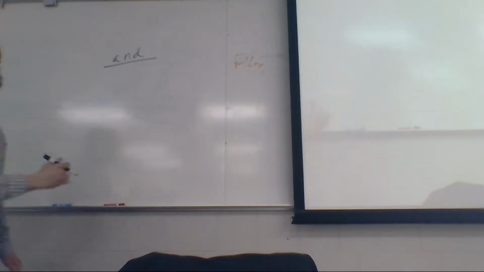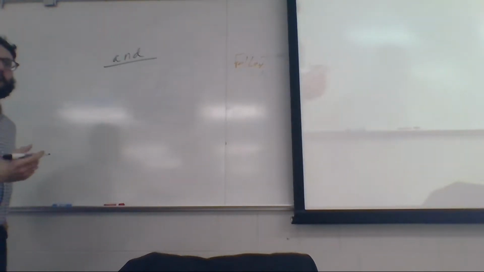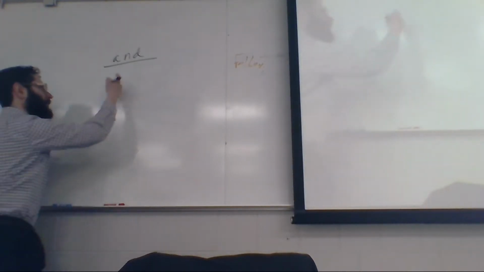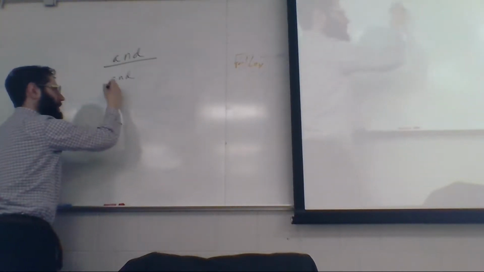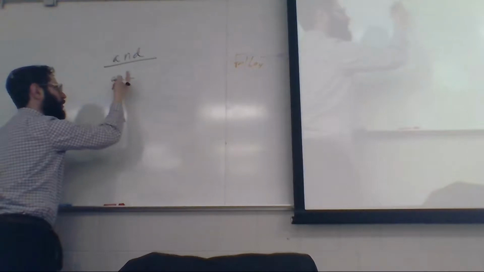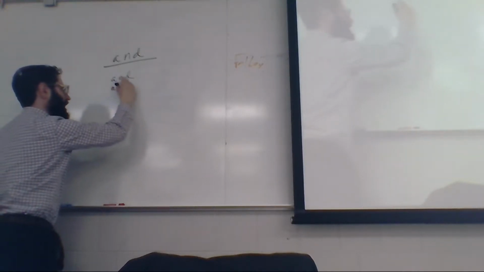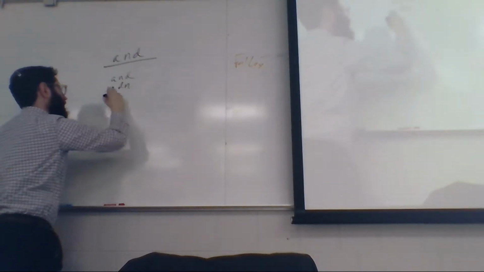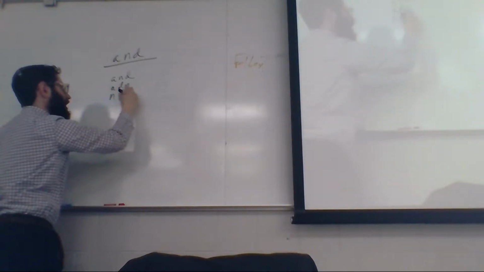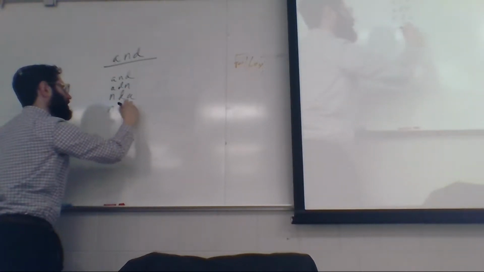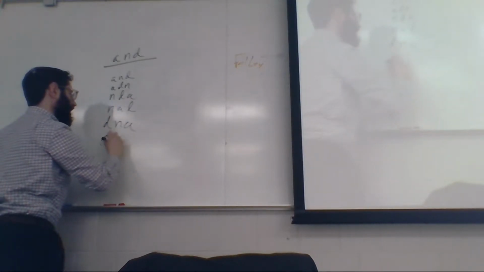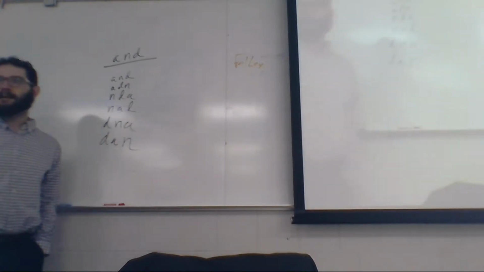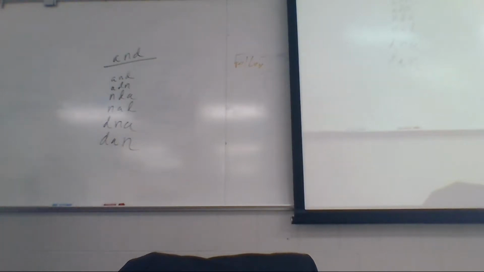Well, in permutations, order matters, right? So all possible permutations of "and" are A and D, right? And then basically it's just all the ways we can order all the letters in here. So A, D, N, and then let's try it starting with N. N, D, A, N, A, D, D, N, A, D, A, N, right? There are 6 possible permutations here.